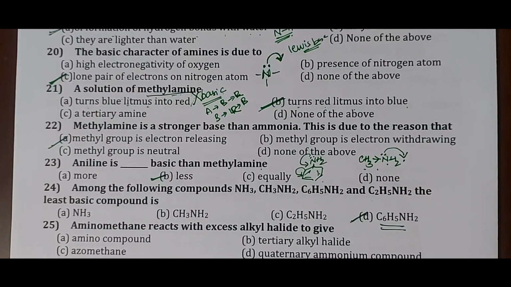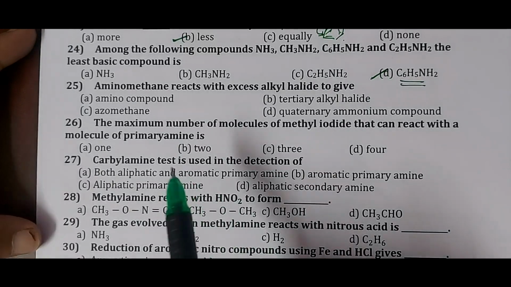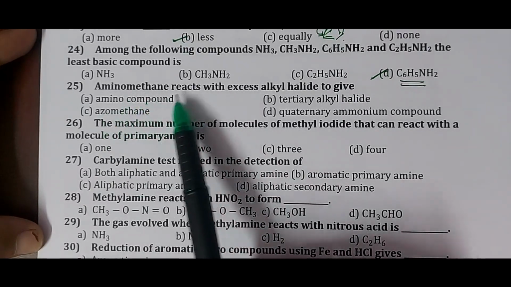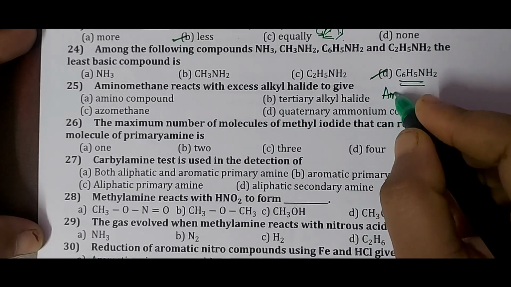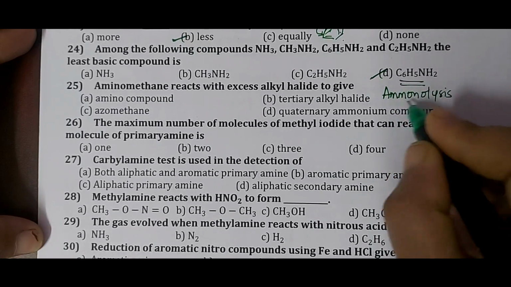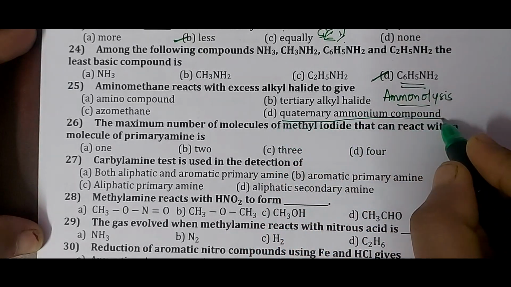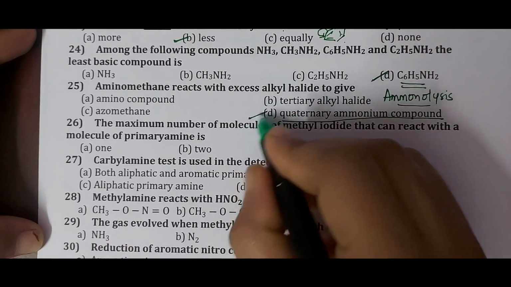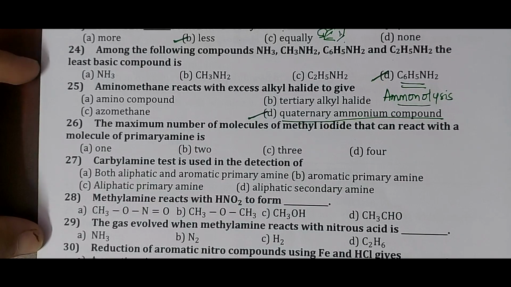Next we'll go with question number 25. Aminomethane reacts with excess alkyl halide to give... So this is nothing but an ammonolysis reaction. And when ammonolysis of alkyl halide with excess reagent is carried out, it results in the formation of a quaternary ammonium compound. Hence the correct answer is option D, quaternary ammonium compound.